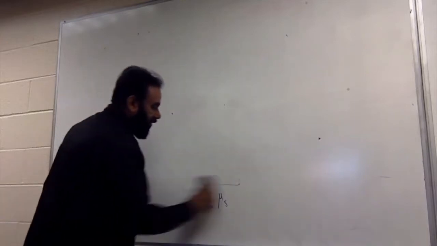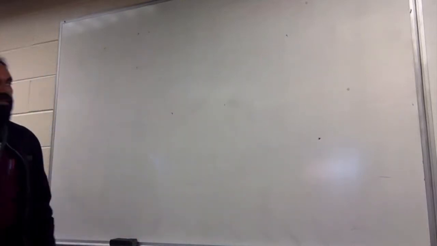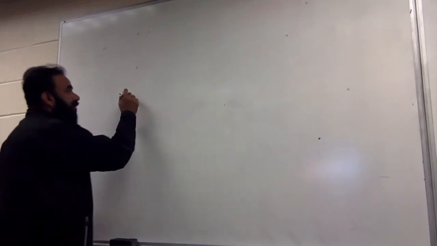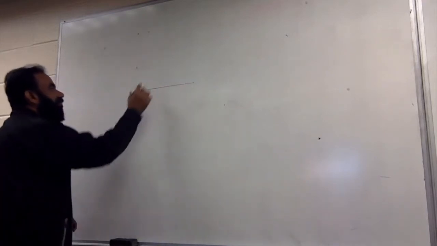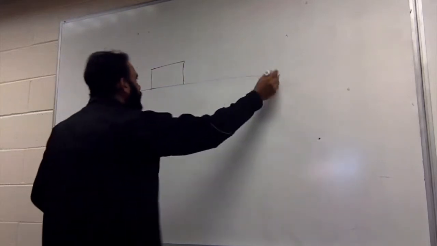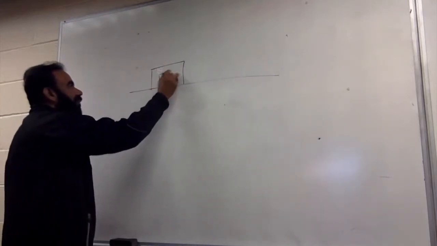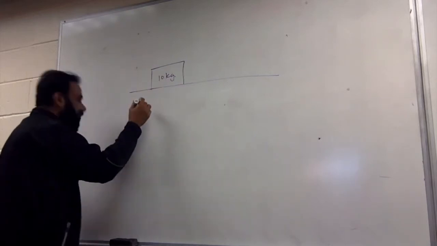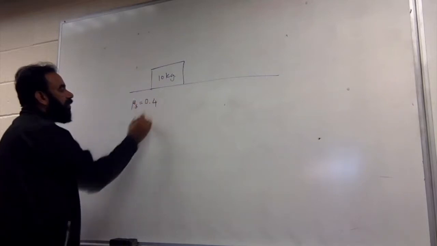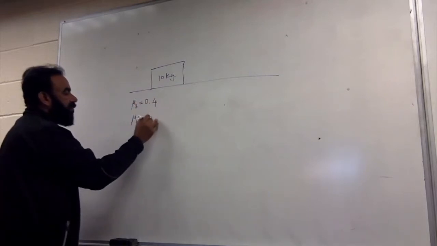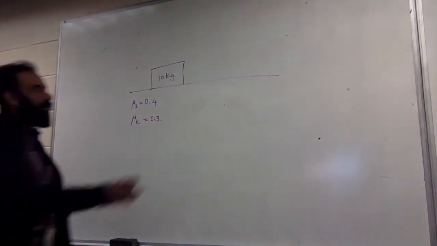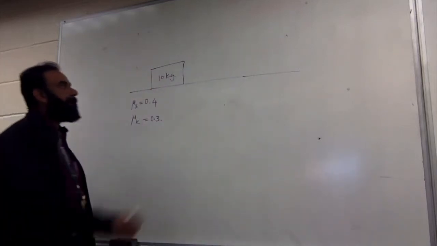Now when we apply these things to problems, that's when you should be careful. Let me give you a simple problem on friction right now before we go ahead. Let's say this is an object of mass 10 kilograms sitting on a horizontal surface whose coefficient of static friction is 0.4 and the coefficient of kinetic friction is 0.3. And the problem goes like this.